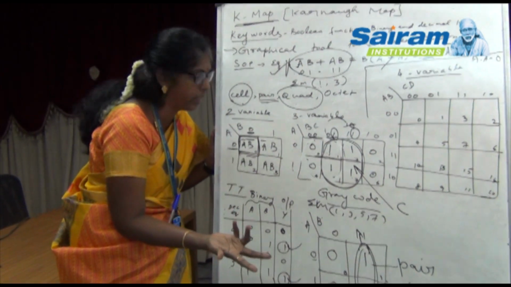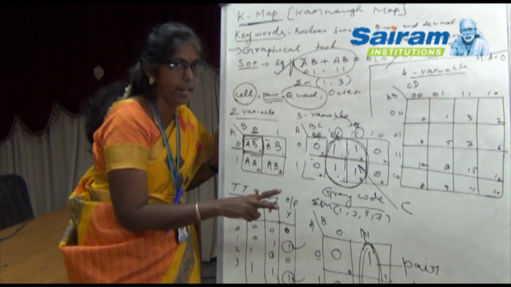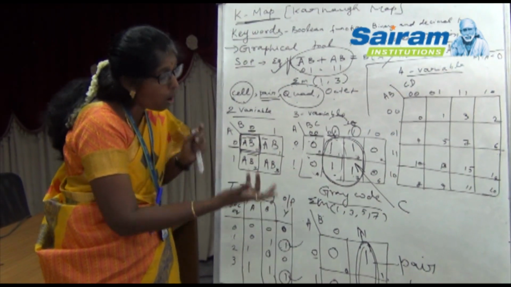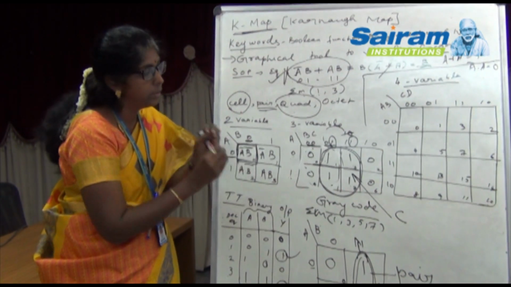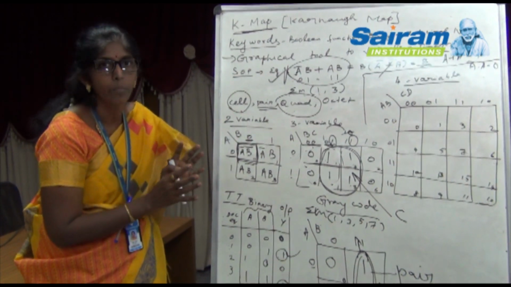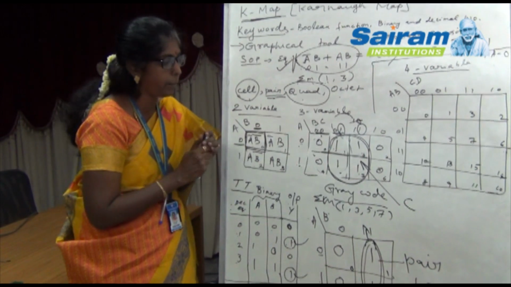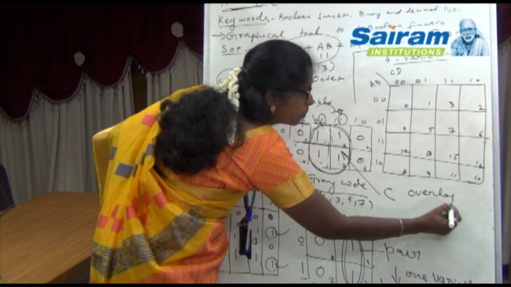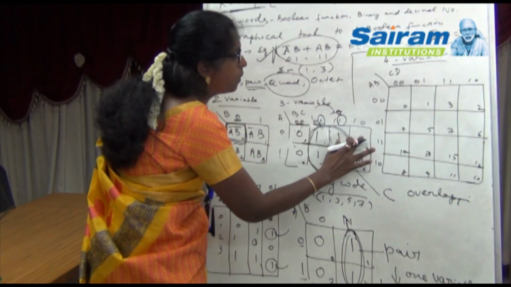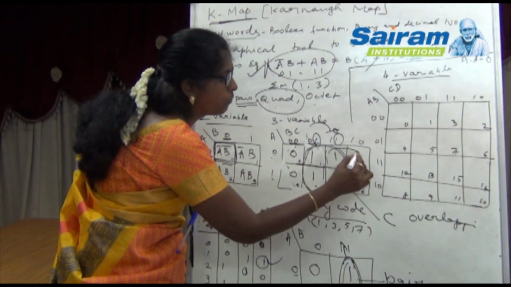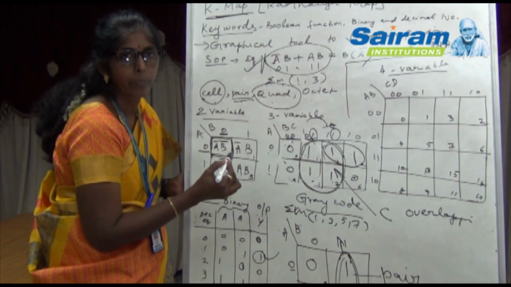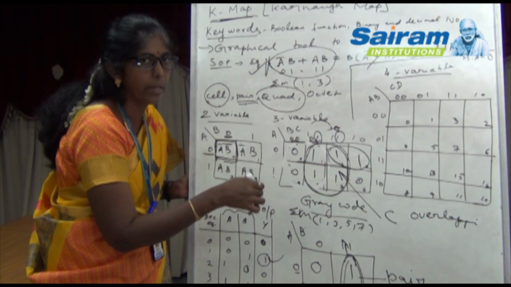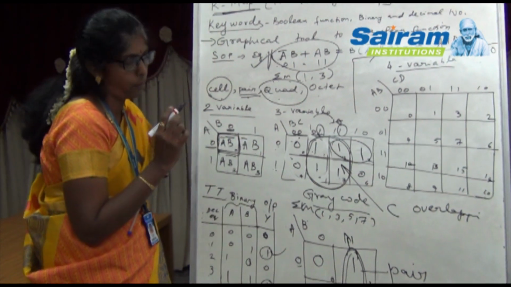So C alone means this quad reduces two variables. A and B are not here. So a quad will reduce two variables, and a pair will reduce one variable. And forming pairs and quads will follow certain rules. Those rules are that you can do overlapping. How is overlapping possible? If I have a one here, I can form a pair like this, and I can form another pair like this. So overlapping is allowed in the Karnaugh map.